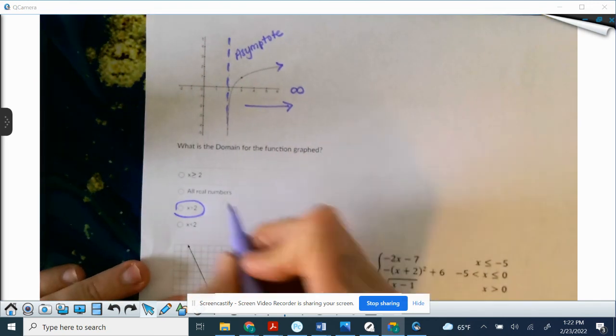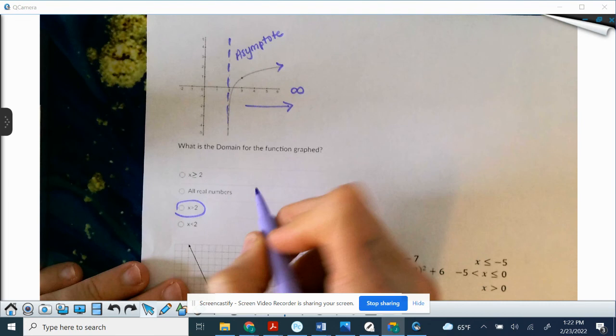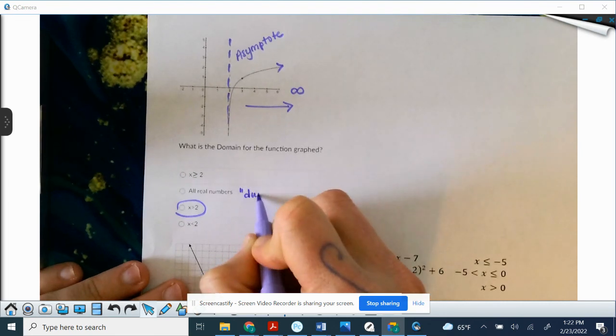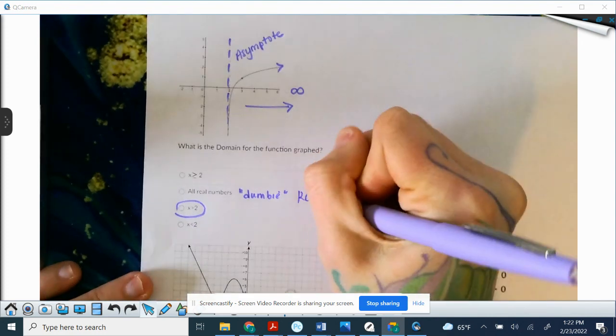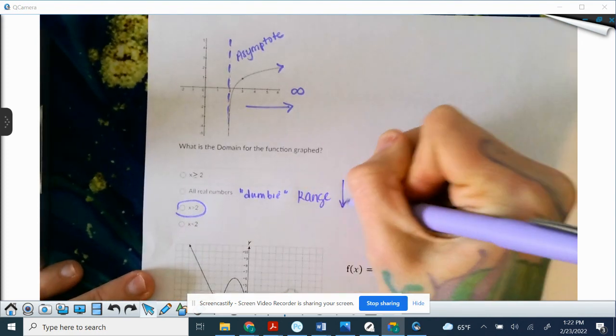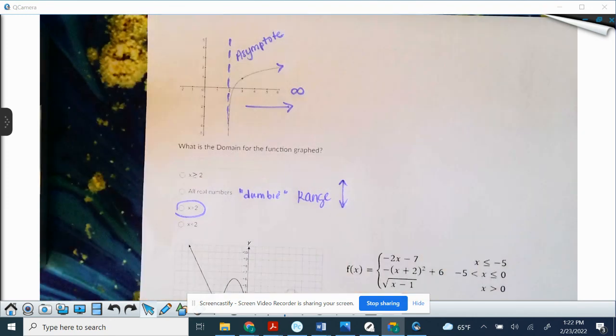All real numbers would be probably what I would call your dummy answer, and not calling anybody a dummy, just the one where you're like, oh man, what the? And then that would be it, because your all real numbers would be your range. Because you can go up and down forever because there's not a ceiling or a floor.